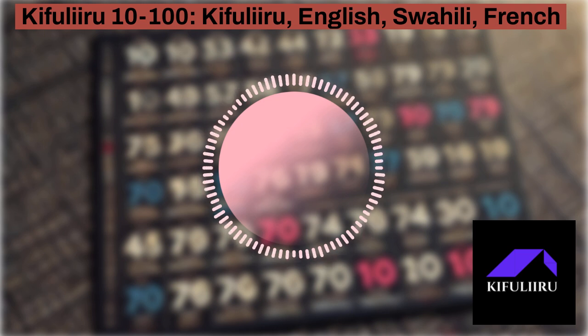One thing that really stands out to me is how Kifuliiru uses the word na to combine numbers. It's like the glue that holds the pieces together. So for example, to say 11, you would say ikumina higuma, literally 10 and 1. So it functions just like "and" in English? Exactly.